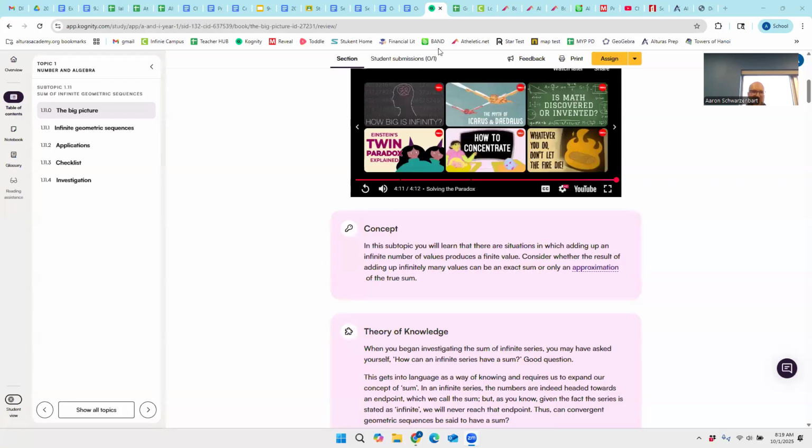Okay, so the concept here with Zeno's paradox is we keep adding something that gets infinitely small, and those infinitely small chunks effectively don't amount to anything significant. So the concept is you will learn situations being added up to an infinite number of values. Consider the result of adding infinitely many values: is it the exact sum or only an approximation of the true sum? That's the question.